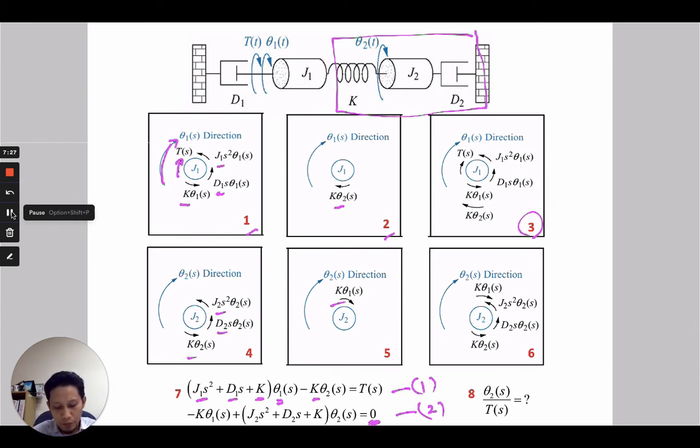And then for the theta 1 direction, we only have the spring that is connected to J1, that's why we have negative K over here. And then in theta 2 direction, it is contributed by the J1. We have the viscous damper D2, and we have the spring in theta 2 direction K. So we already have two equations of motion over here. These two equations of motion we can use to find the transfer function theta 2 S over T S.